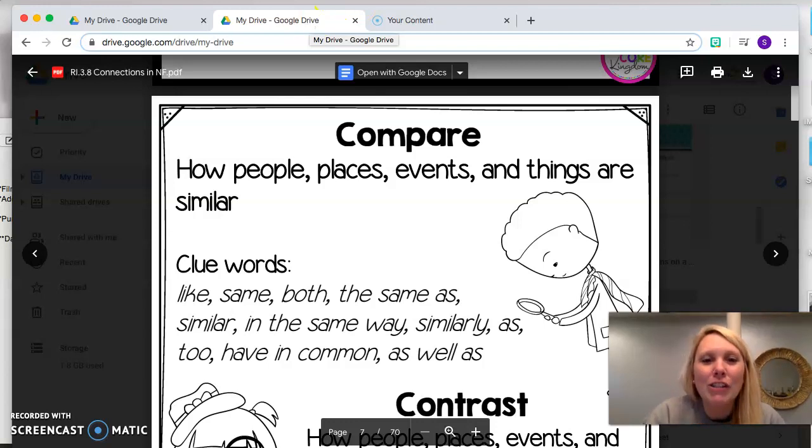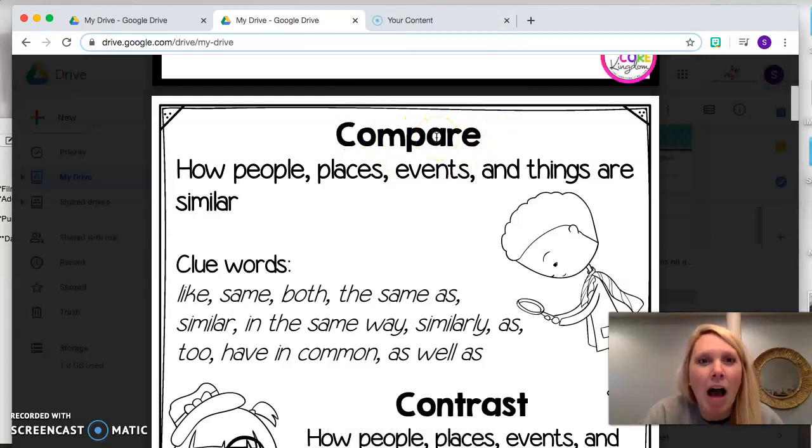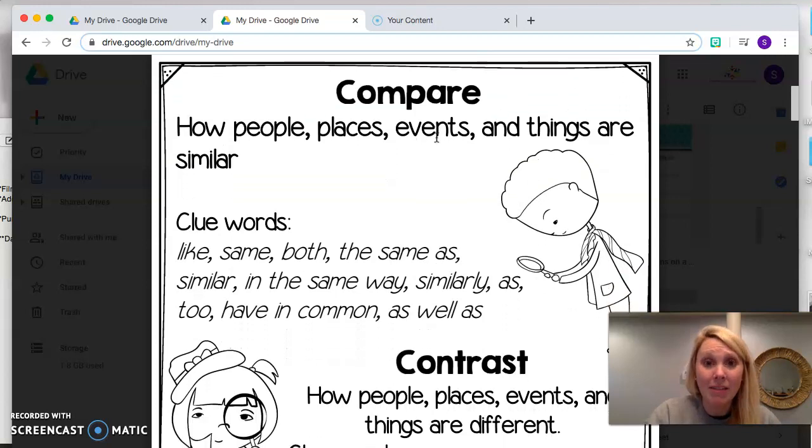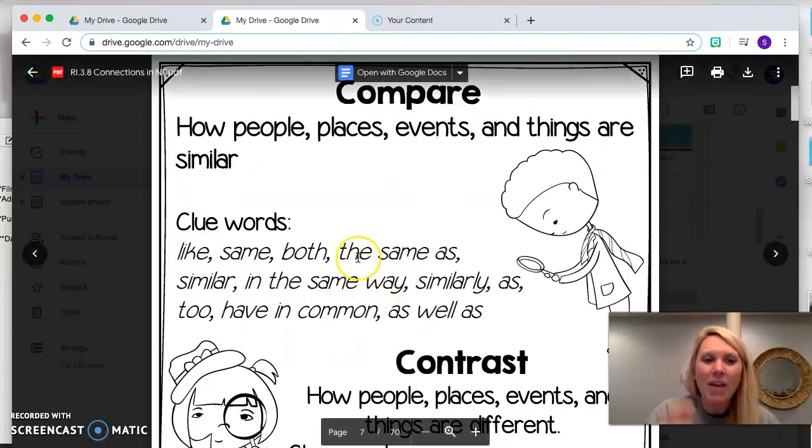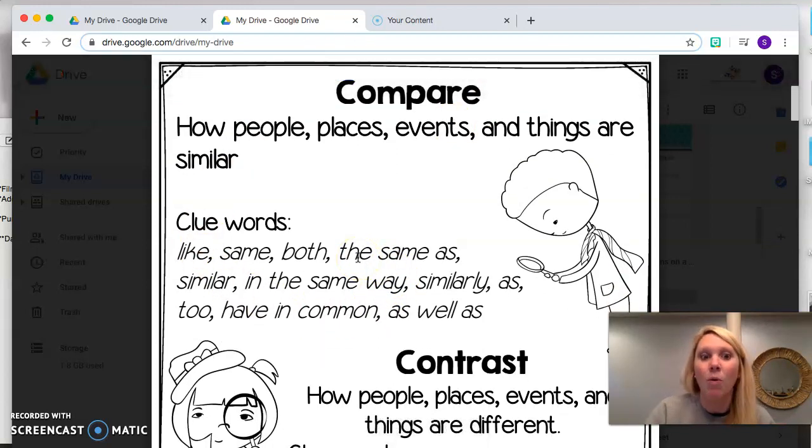So the very first part we're going to talk about is the comparing, and that's just how people, how places, events, or things, how they are similar or how they're the same. Well, some of the clue words that will help you identify that are right here. Oh, and there's several that stick out to me. The words same, both, similar.